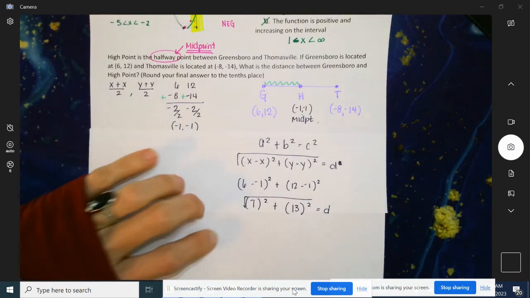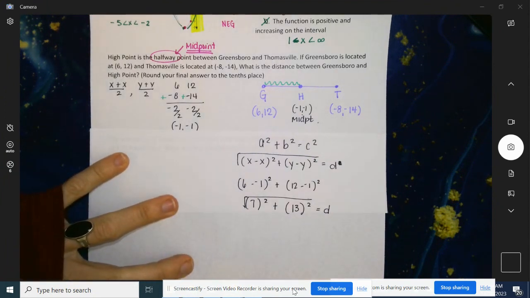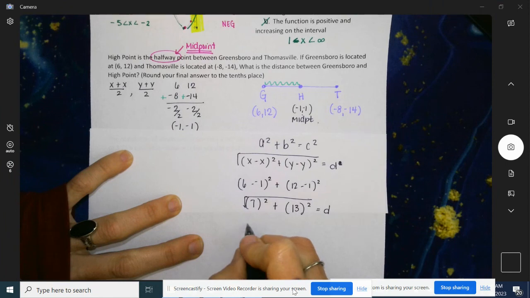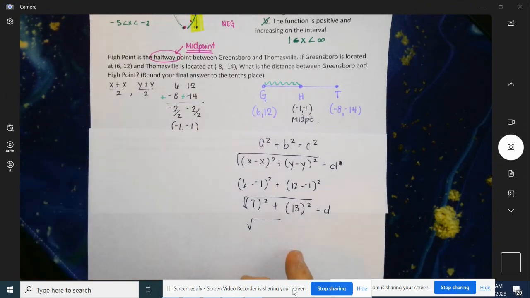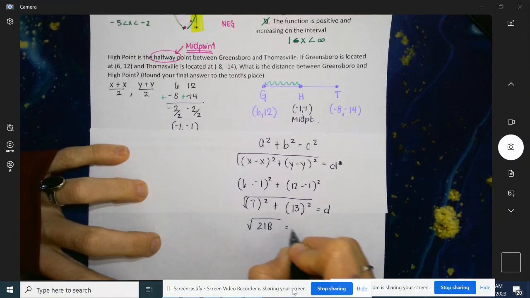All right, I'm going to be quiet for a second. You guys come up with an answer. What number are we taking the square root of? Good. Of 218, right? The answer is not 218.